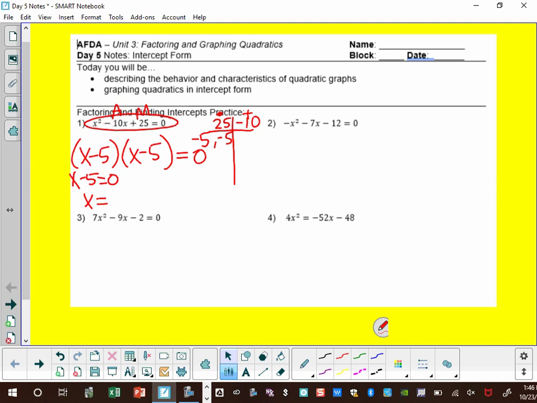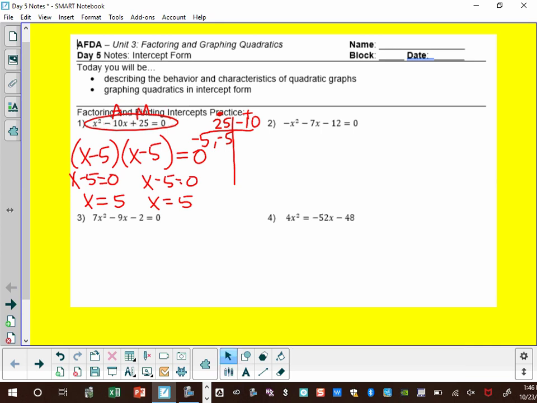What's the opposite of -5, guys? 5. And on this side, x minus 5 equals 0. What's my x going to be? 5. Okay? That's originally how we learned how to do this, right? Here's what we're going to do now.